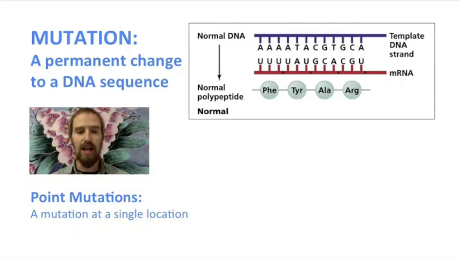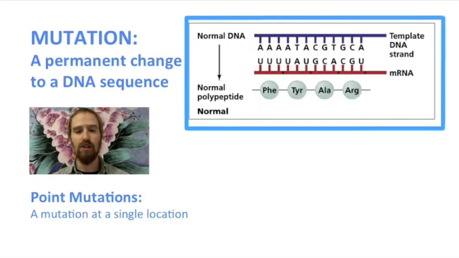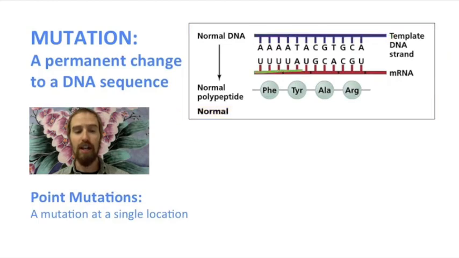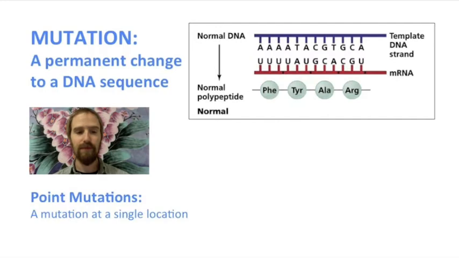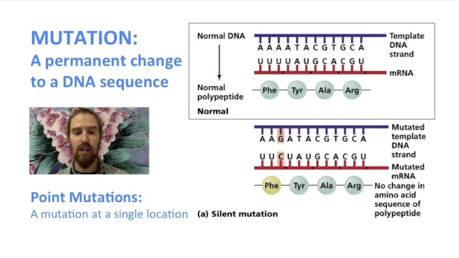Here at the top of this slide is a normal, non-mutated sequence of DNA that we will be using for reference during this lesson. The blue strand on top represents the template or antisense strand of DNA. Based on this template, a strand of mRNA containing 4 codons can be synthesized. These 4 codons instruct the cell to build a polypeptide with 4 amino acids, in this case, phenylalanine, tyrosine, alanine, and arginine.